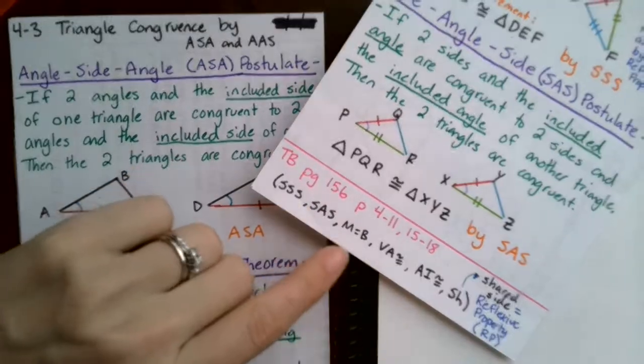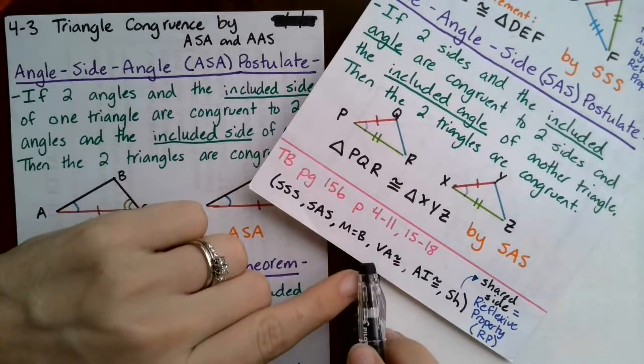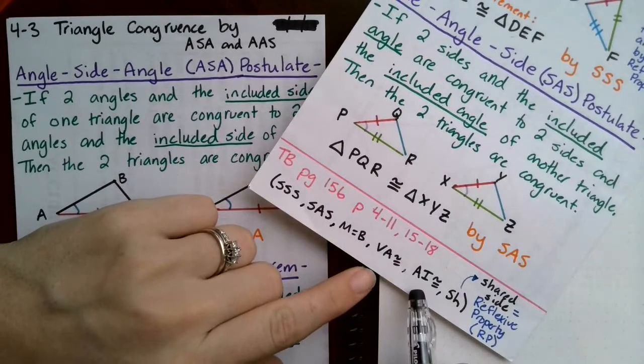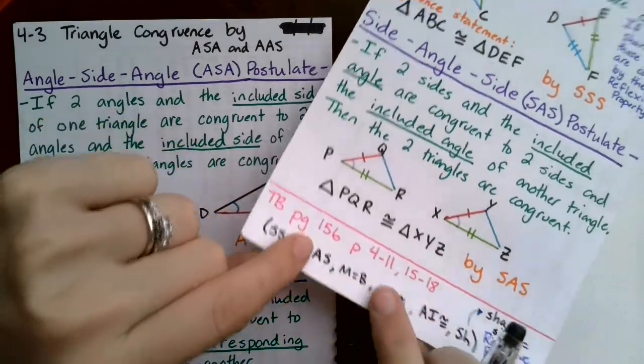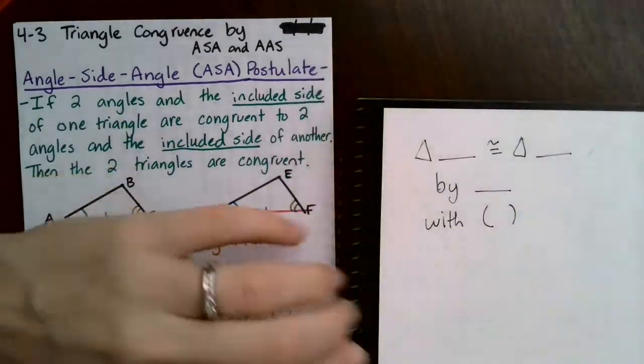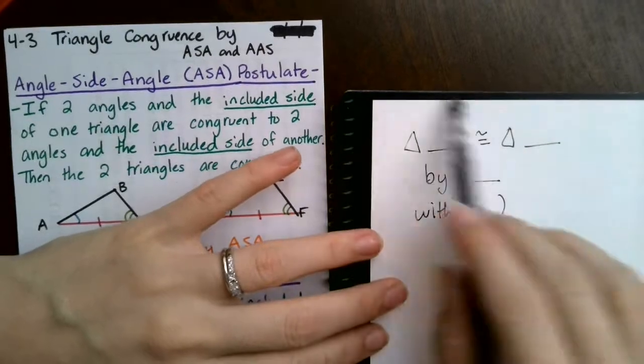The withs are what we're on 4-2's at the bottom here, like midpoint, bisector, vertical angles, alternate interior angles, or the reflexive property. And so those are all things that could go in our with statement. So that's how triangle congruence should look.